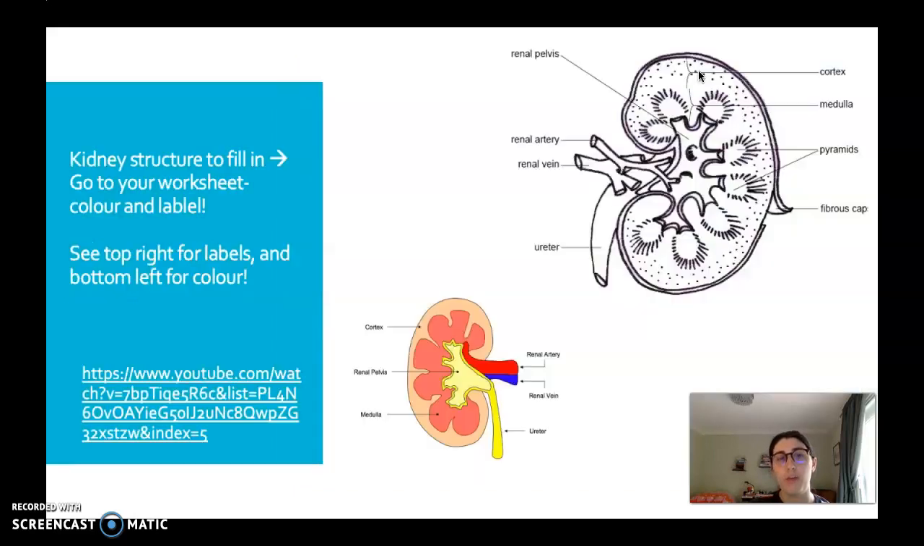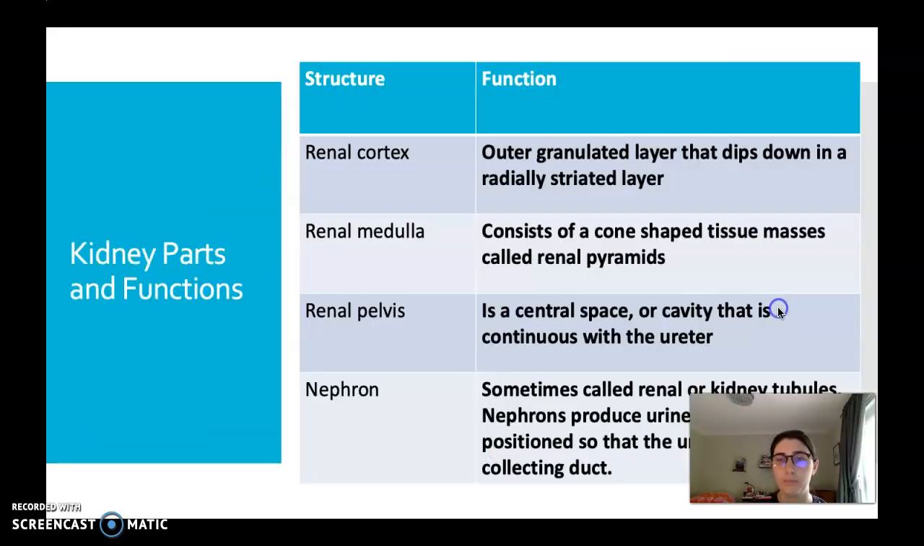So if we go back here, and you're looking at your diagram, you can see the cortex here, so this whole area down here. We've got the medulla, this whole area here, and we've got the pyramids right here. So each of these are pyramids. Okay, hopefully that helps a little bit more. We'll go into a lot more detail next week.